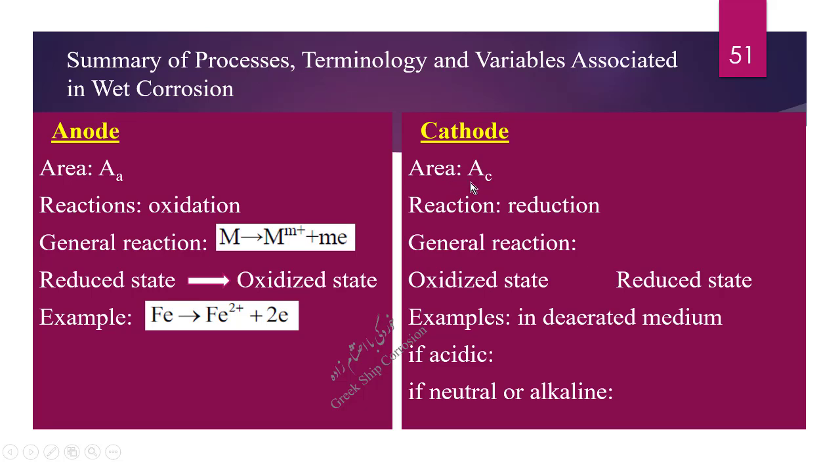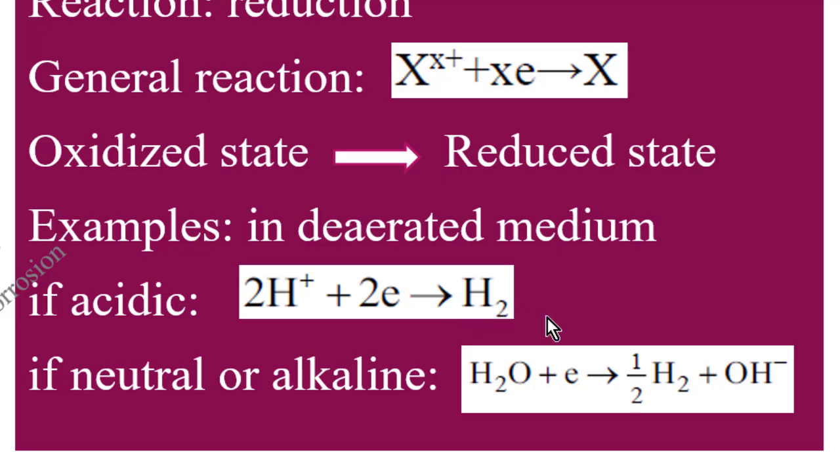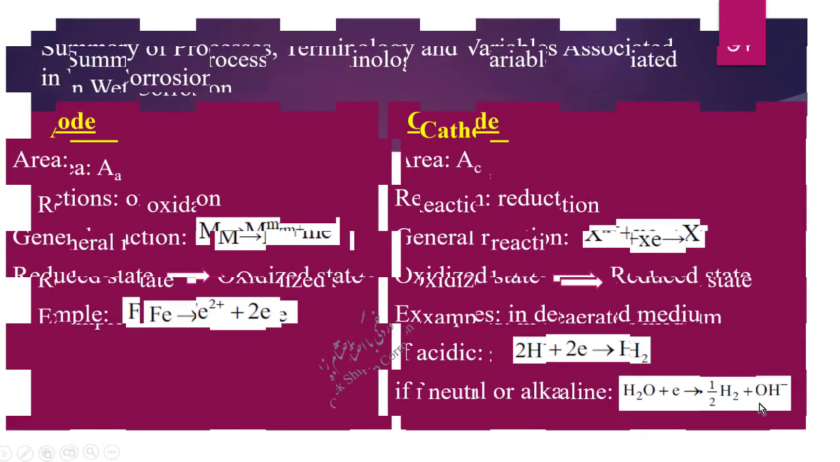Cathode, area A_C, reaction: reduction. General reaction: X^x+ plus x electrons produces X. Oxidized state converts to reduced state. Examples in deaerated medium: if acidic, 2H+ plus 2 electrons produces hydrogen gas. If neutral or alkaline, water is reduced and hydrogen gas and hydroxyl anions are produced.